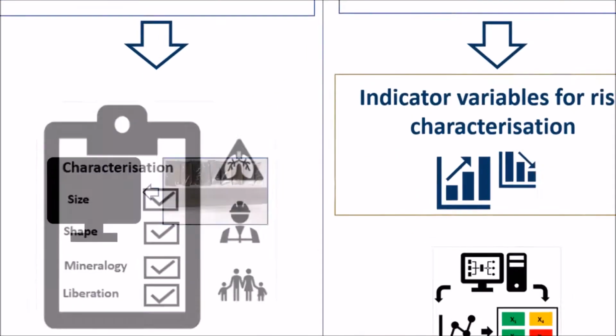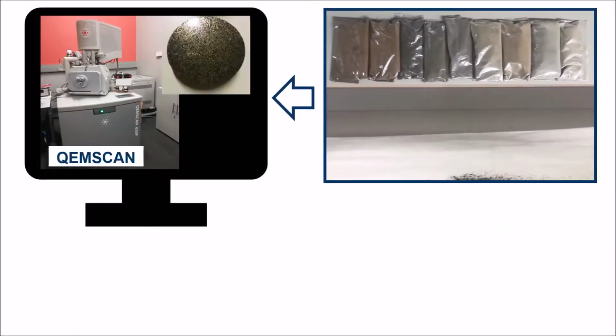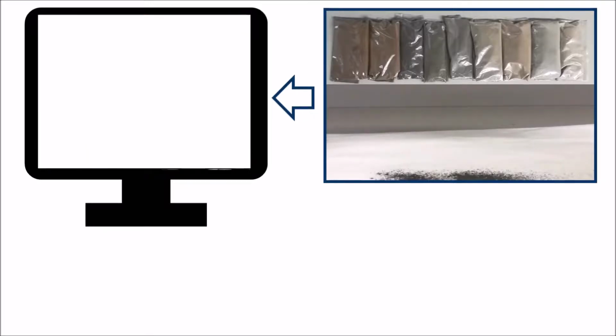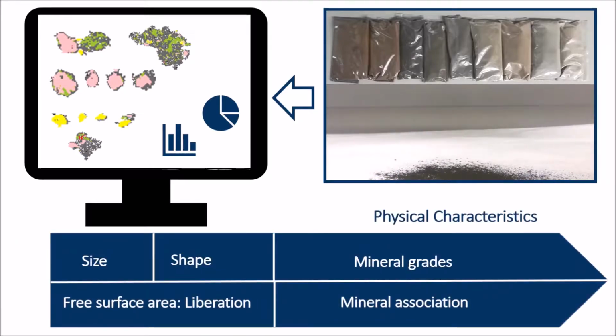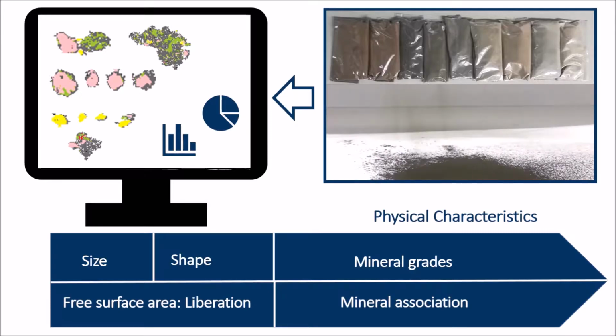Here, a range of coal samples will be sized to an inhalable fraction which has the potential to become deeply entrained in your lower lung. These samples will then be analyzed using a quantitative imaging tool for mineral matter called the QEM-scan. This tool will allow us to mineralogically map our dust sample and obtain statistical data on a range of physical characteristics such as size, shape, mineral grades, liberation, and mineral association.